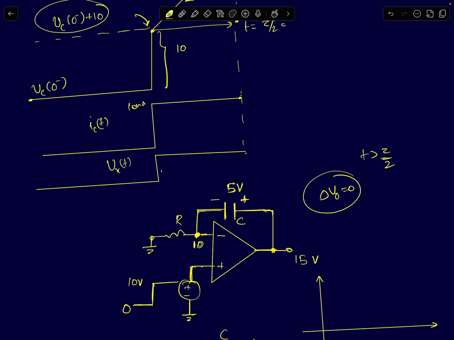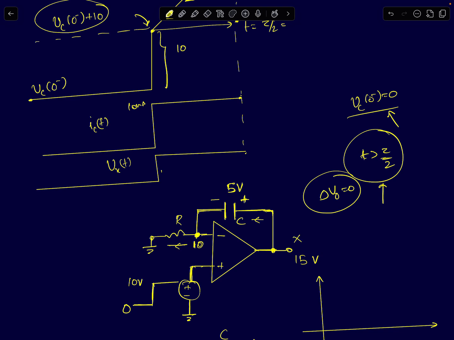In this example, I am assuming tau by 2 because I have assumed Vc of 0 minus is 0. If you assume initial charge is 0, then the time it takes to reach the peak value of 15 volts is just half a millisecond, which is half the time constant. So once you reach half a time constant, the output voltage has reached 15, and as you slightly increase the time, any extra current flowing through the cap will not change the output.